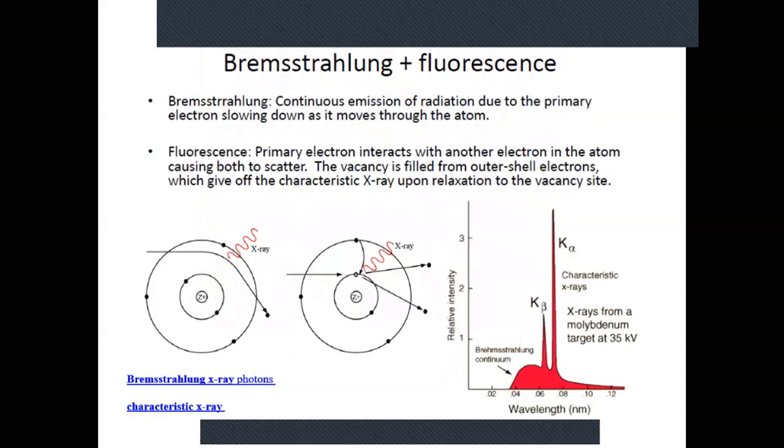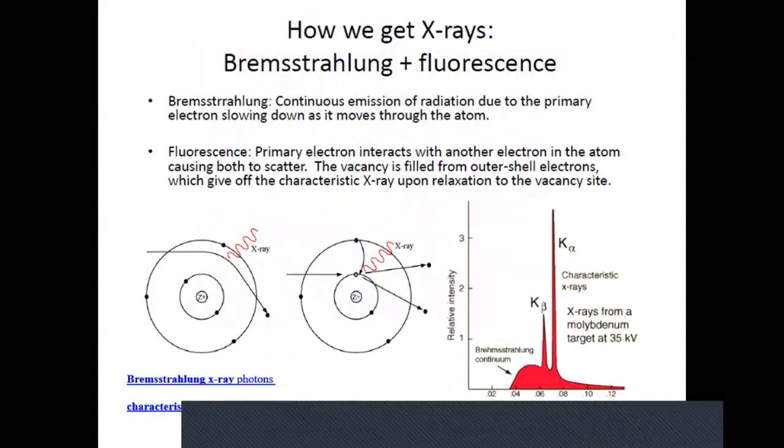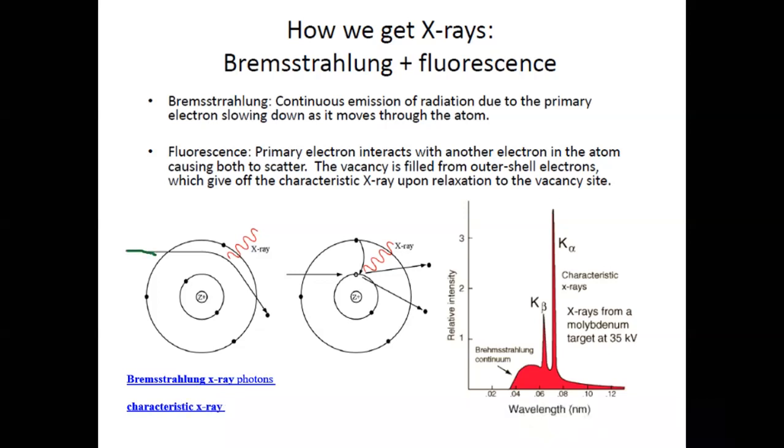So now how do we get X-rays? Just to show you the difference, we have Bremsstrahlung, which is as it goes near the nucleus of the atom, it releases X-rays. And then we have the fluorescence, which is when the primary electron interacts with an electron in the atom, causing X-rays to be produced. And Bremsstrahlung, again, the electron from our filament comes in. As it slows down, as it gets near the nucleus, it emits an X-ray.